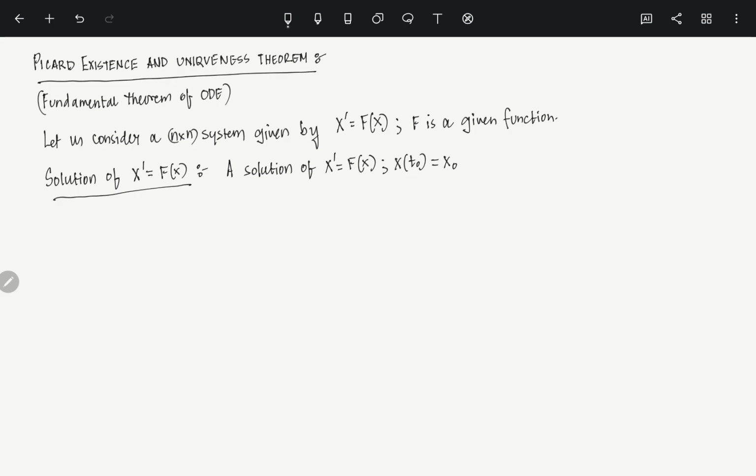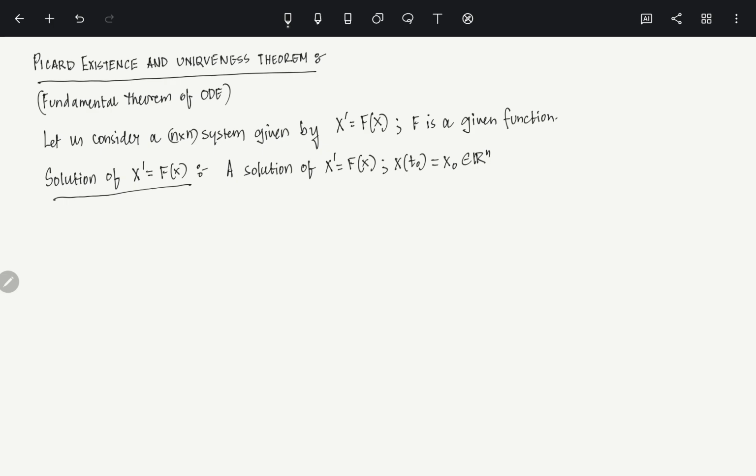So essentially x prime equals f of x is the rule according to which the particle moves, and initially at time t equals t naught, you can take t naught to be 0 also, the position is x naught, which is in Rn. So basically we are talking about an n cross n system.